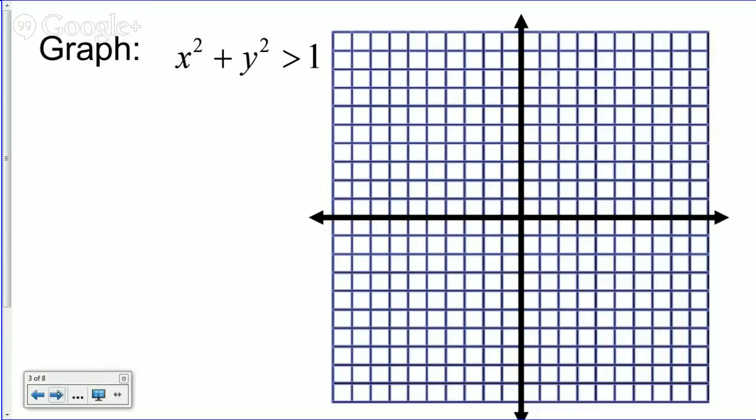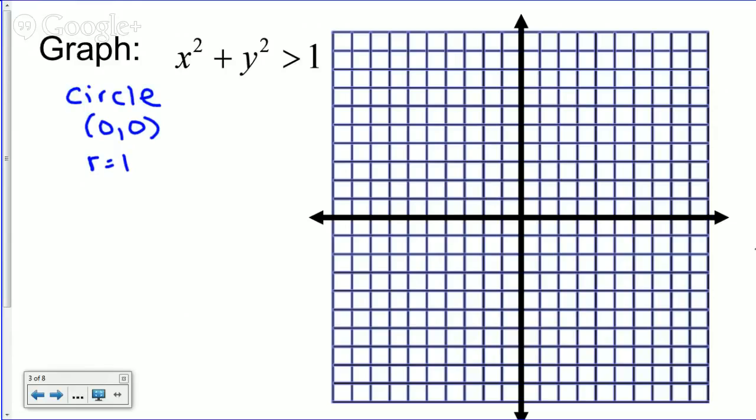So we need to know the parent function. I've got addition here with two squares, and I've got this 1 over here. Notice there's no numbers on the left side, so this tells me that we have a circle. Because there's no parentheses with the square, that tells me it's centered at 0, 0. With a circle, the radius is the square root of this number over here. So in this case, the radius is 1.